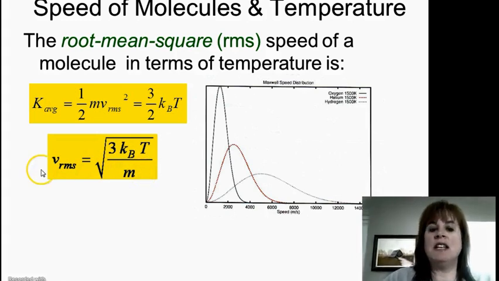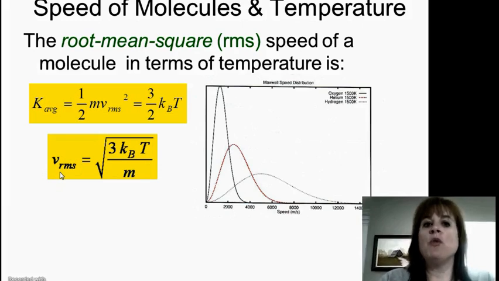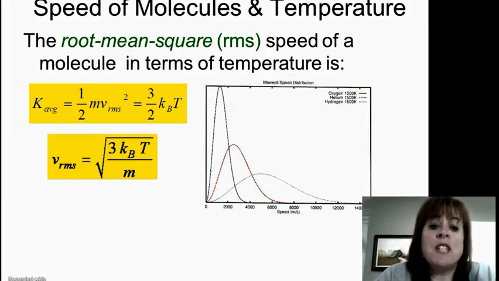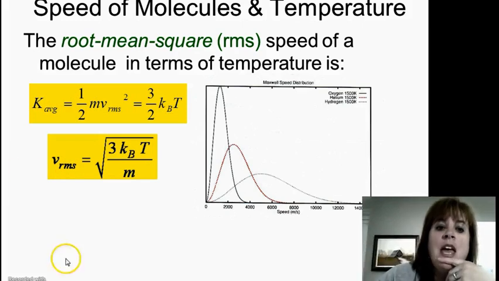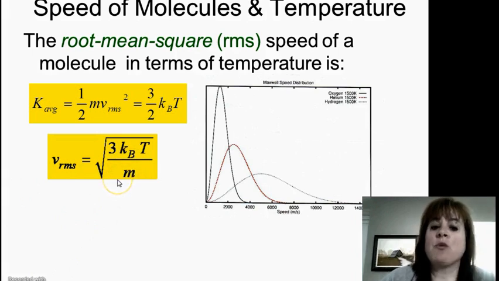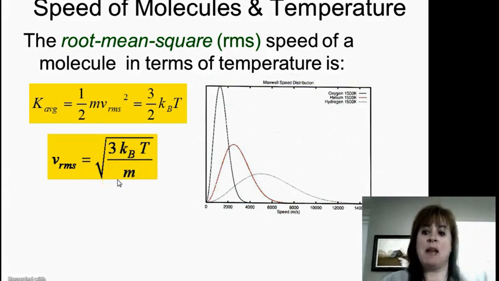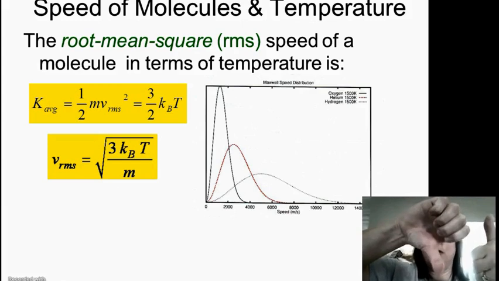So what we see here is that the average speed, or the root mean squared speed of an atom in a sample, is directly proportional to the square root of temperature and inversely proportional to the square root of mass. So that means that bigger masses move slower.